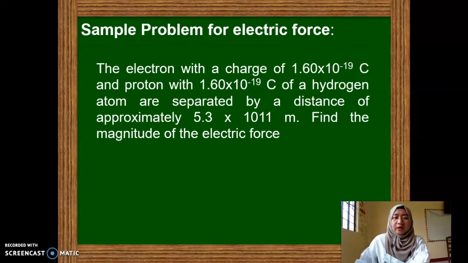For example, an electron with a charge of 1.60 times 10 to the negative 19 coulomb and a proton with 1.60 times 10 to the negative 19 coulomb of a hydrogen atom are separated by a distance of approximately 5.3 times 10 to the negative 11 meters. Find the magnitude of the electric force. How are we going to do that?